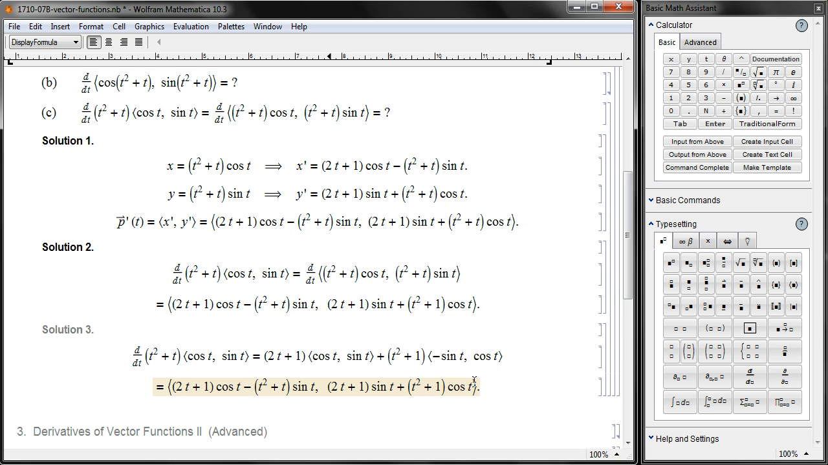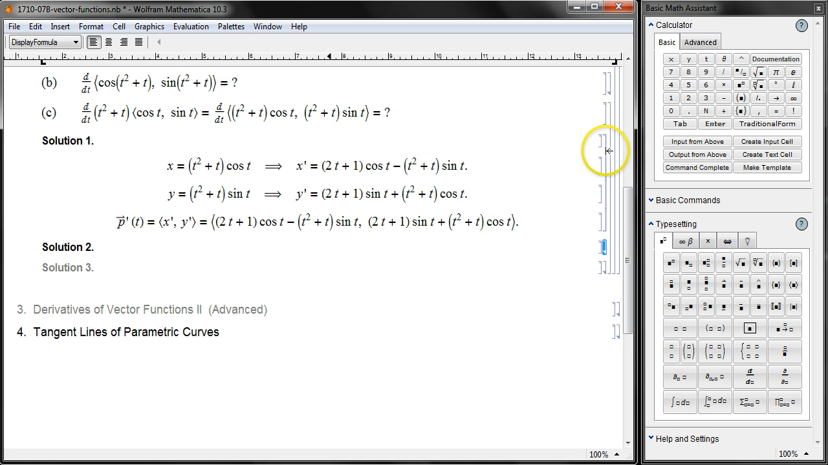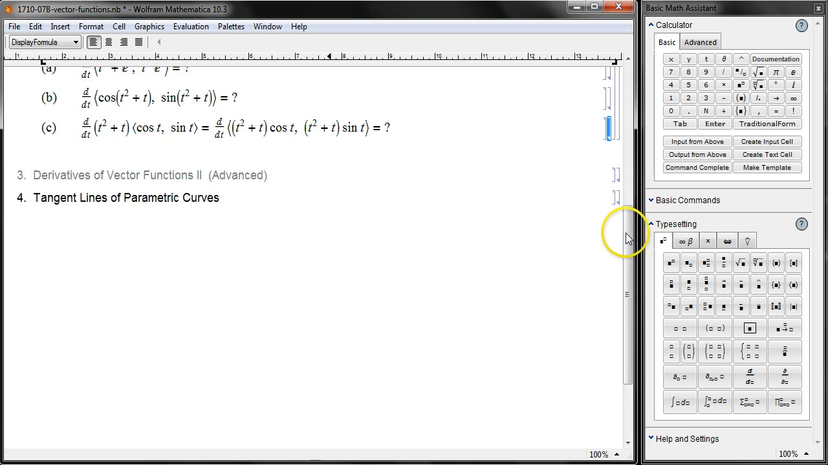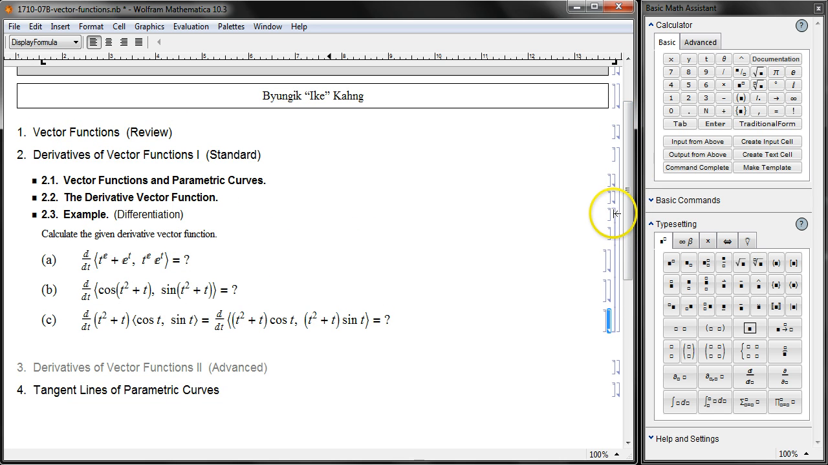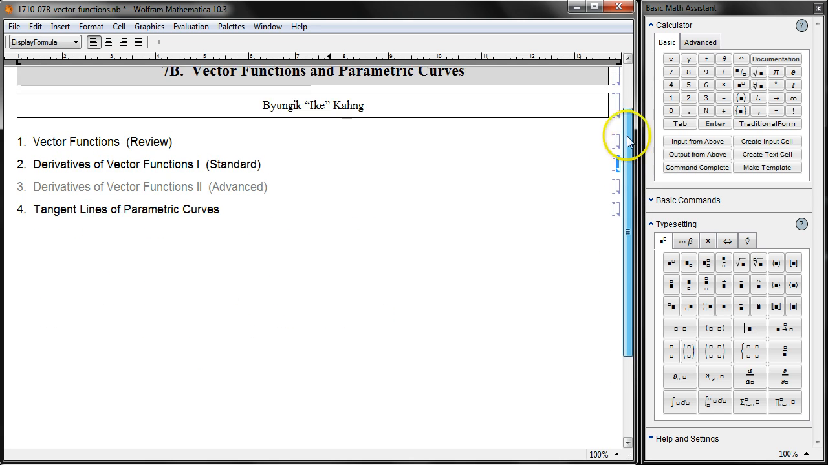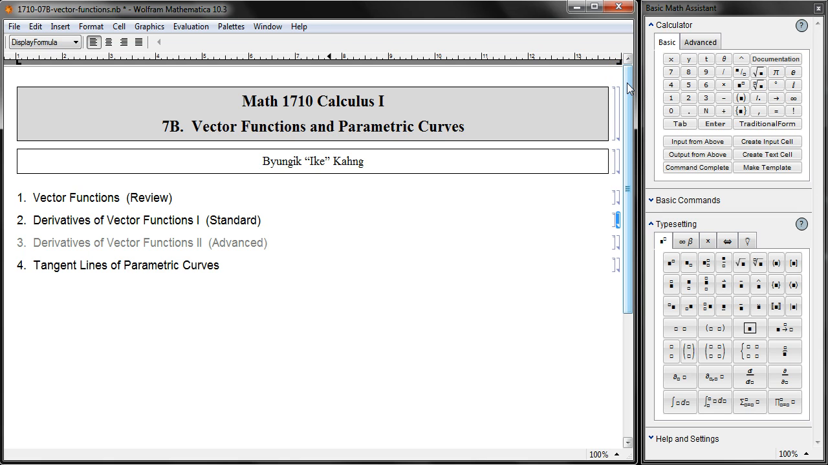Which method do you prefer? My personal favorite is solution 3, and that'll turn out to be most useful in higher level mathematics. But if you're not getting it, forget it. There are 2 legitimate solutions already. Okay, so much for algebraic computation.